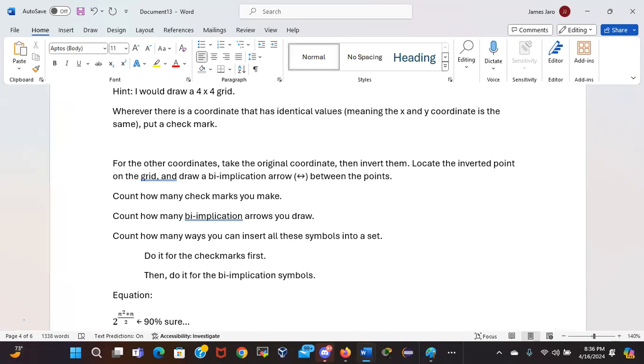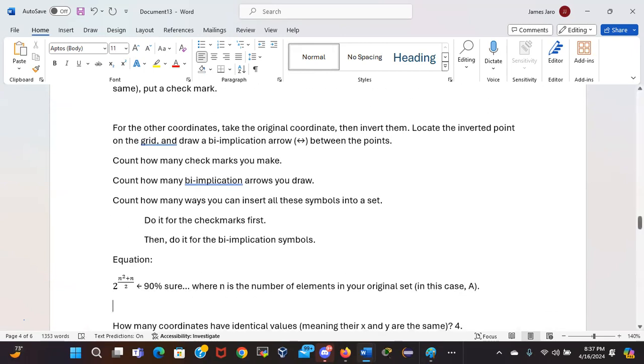And where n is the number of elements in your original set, in this case A. I want to say that's what it is off the top of my head. But again, don't take my word for that. That's literally so sketchy. But yeah, that's off the top of my head.